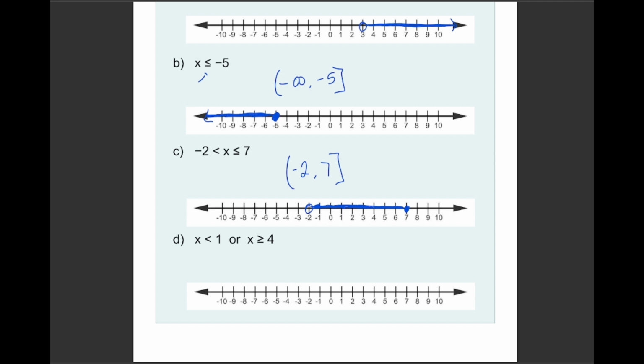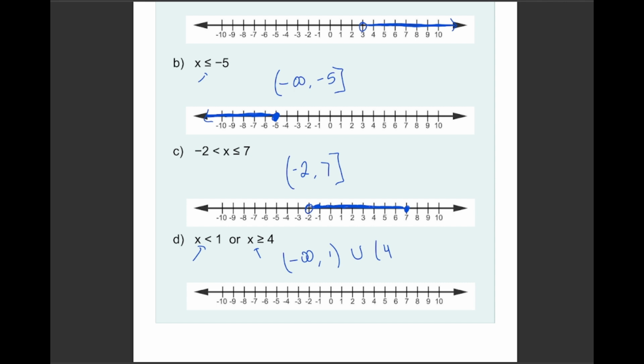Now lastly, I have x less than 1 or x greater than or equal to 4. So I need numbers less than 1 on this side and greater than 4 on the right-hand side, including 4. So that's all numbers smaller than 1. That's -infinity up to 1. And we use parentheses also around the 1 because there's no or equals to. And we're going to stick that together with a union and think about all numbers greater than 4. So that's 4 all the way up to infinity.